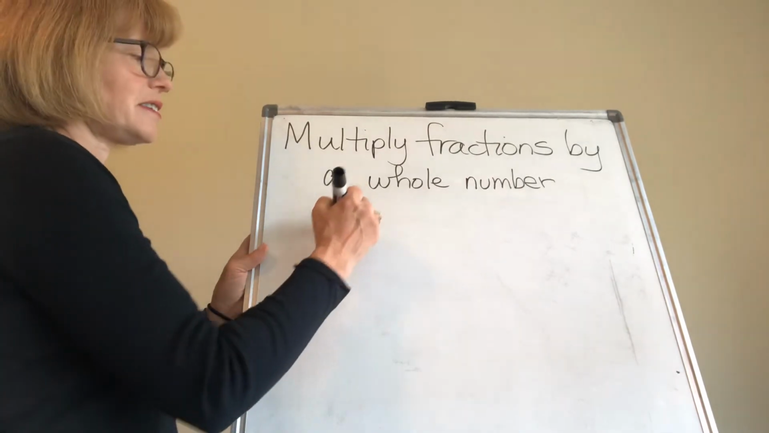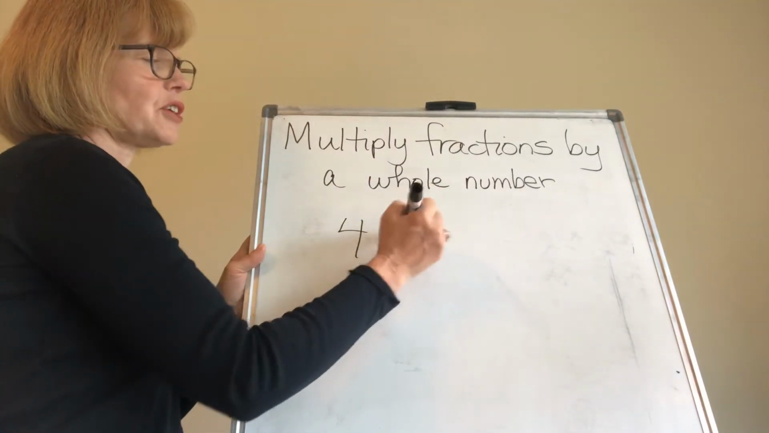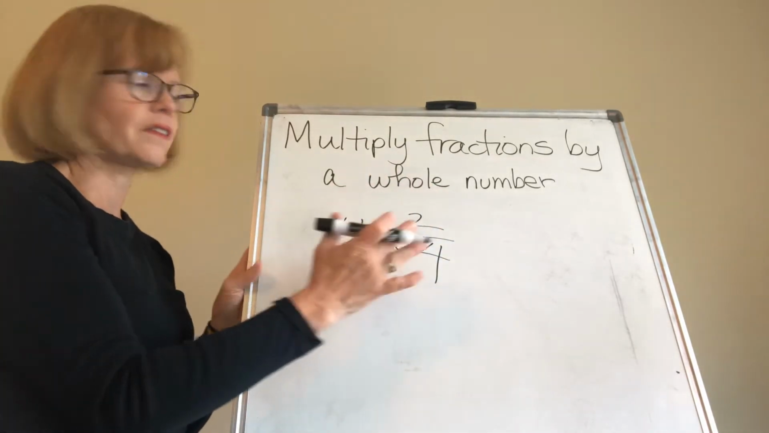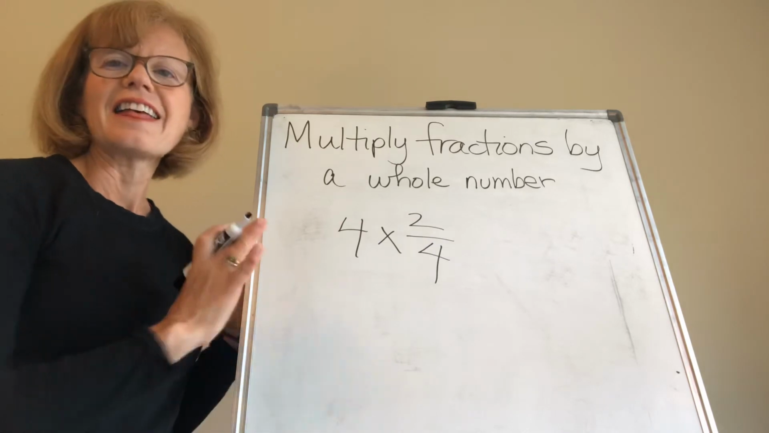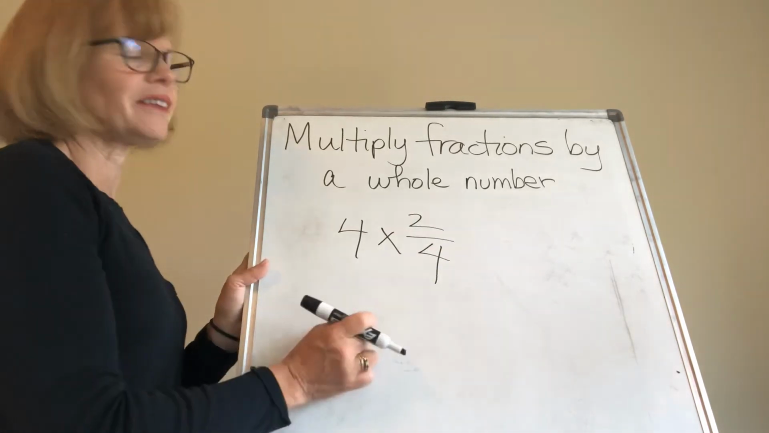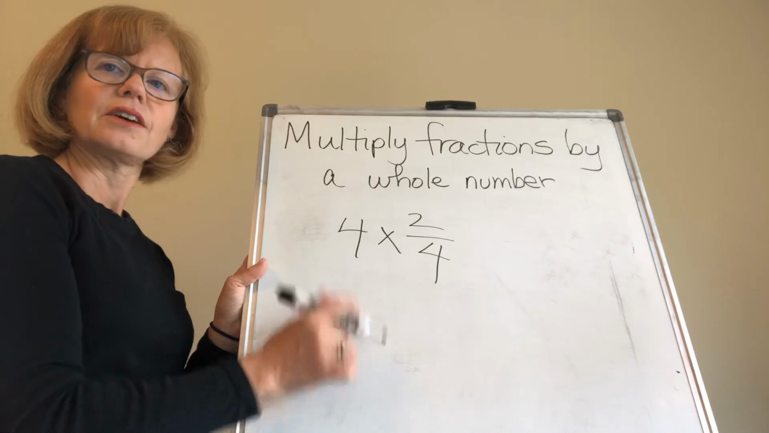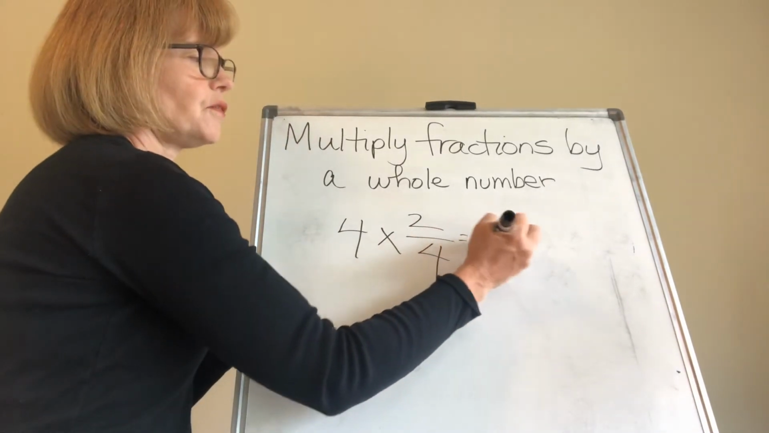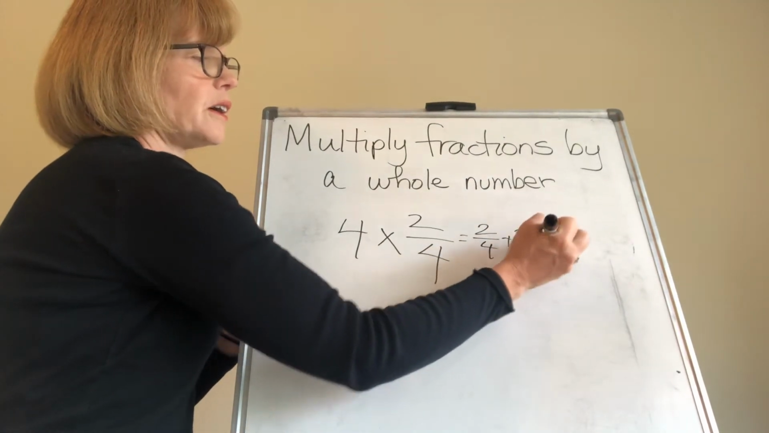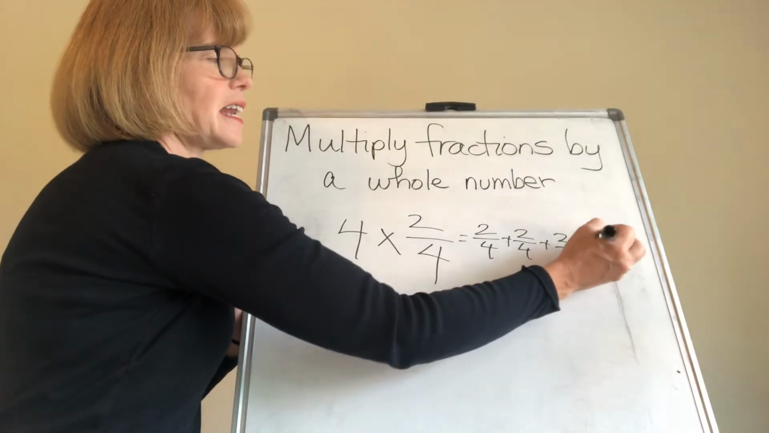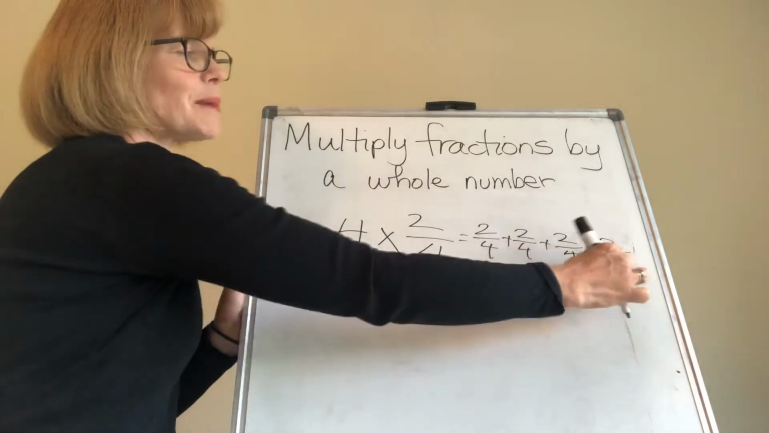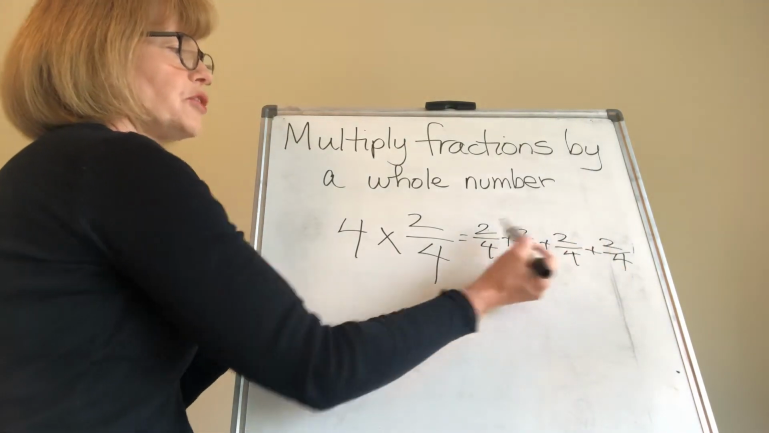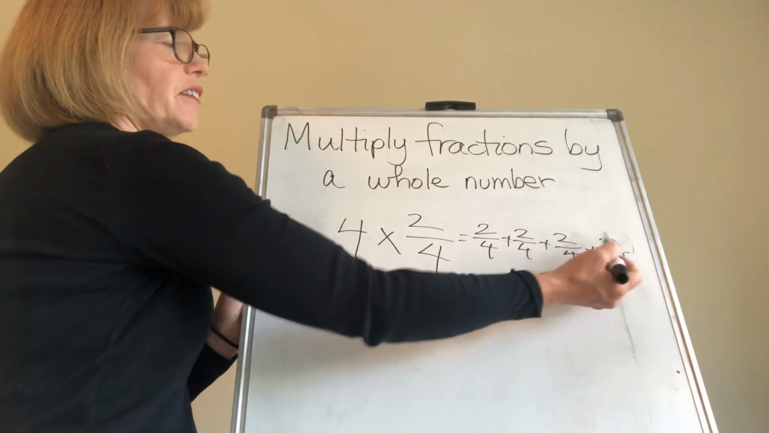What if I was to say 4 times 2/4? Okay, now don't get confused. Just because there's not a 1 here, the same process happens. This means that I have 2/4 4 times. I've got 2/4 4 times. Again, I'm just adding the numerator. My denominator never changes. So I'm saying 2 plus 2 plus 2 plus 2. 2, 4, 6, 8.